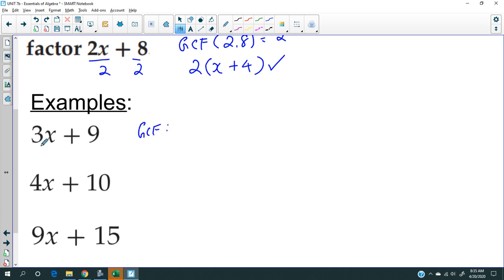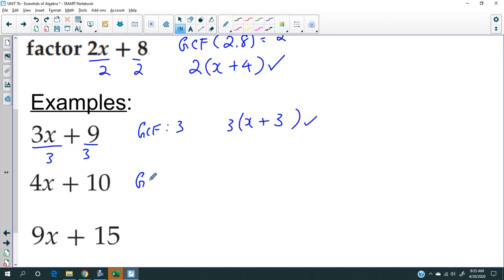For this question right here, what's the GCF? By the way, you should write these 3 examples down, and we'll do these 3 together. Yeah, the GCF is 3. So 3 on the outside, and then I can divide. 3 divided by 3, that's 1, right? So I'm left with x plus 9 divided by 3. Yep, 3. That's how you do it. That's the answer.